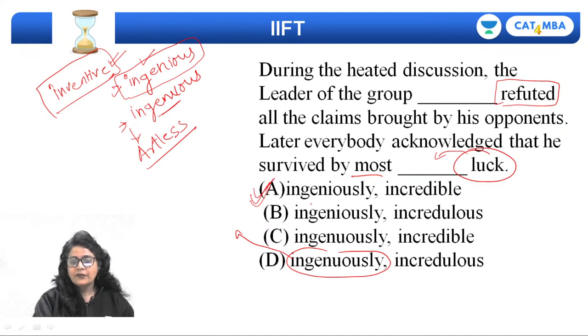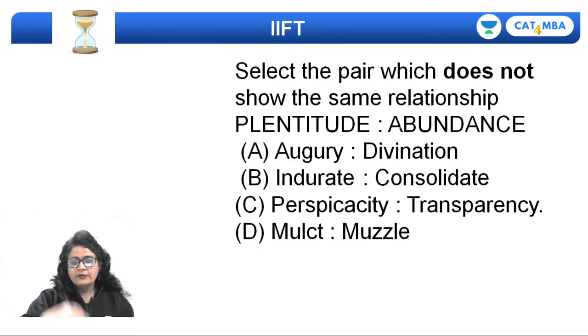Answer is A. And here, B, incredulous luck kaise hoga? Luck cannot be incredulous. No, but incredible is going with luck. The second blank, Arjun, is luck. And that is incredible. Ingenious is going with how he did something, how he refuted the claims of his opponents. Right? Fine. Next.